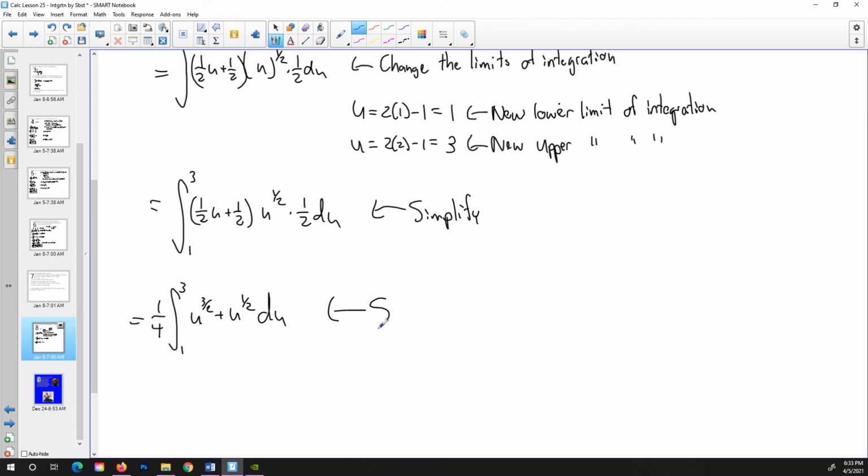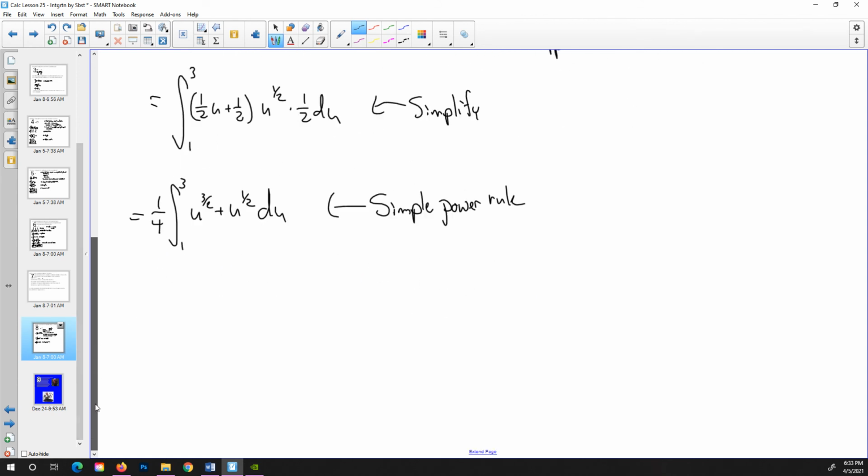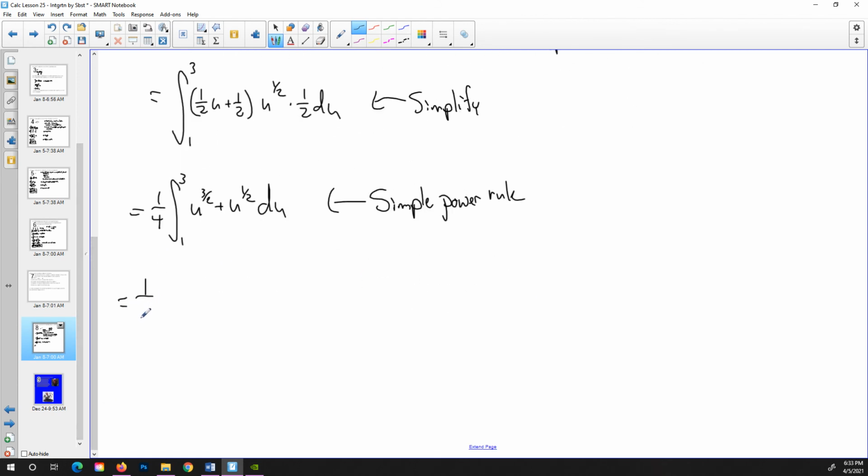And so here we will use the simple power rule. And that'll give me 1/4. And then using the information from the last example, it'll be 2/5 u to the 5/2 plus 2/3 u to the 3/2. And that'll be evaluated from 1 to 3.